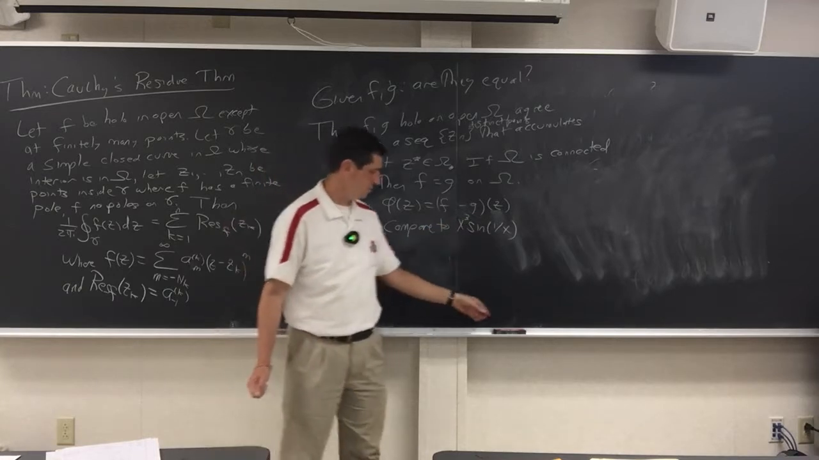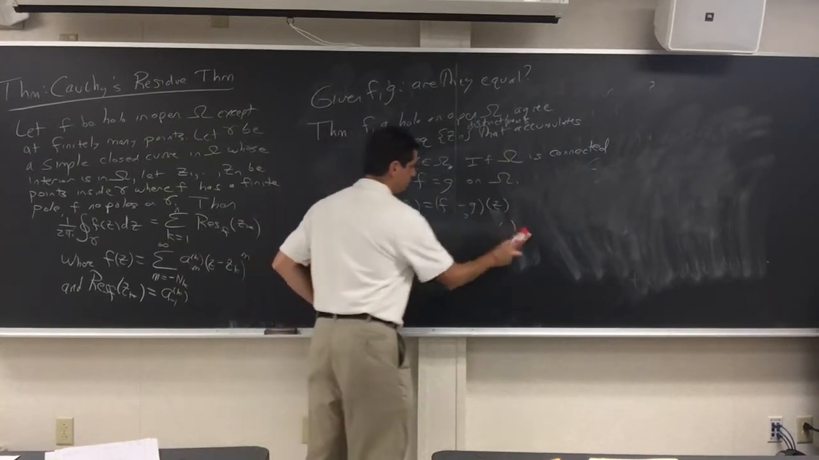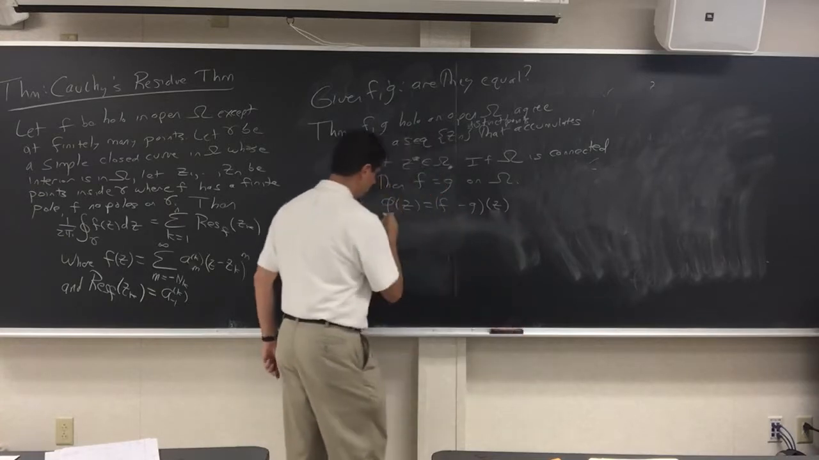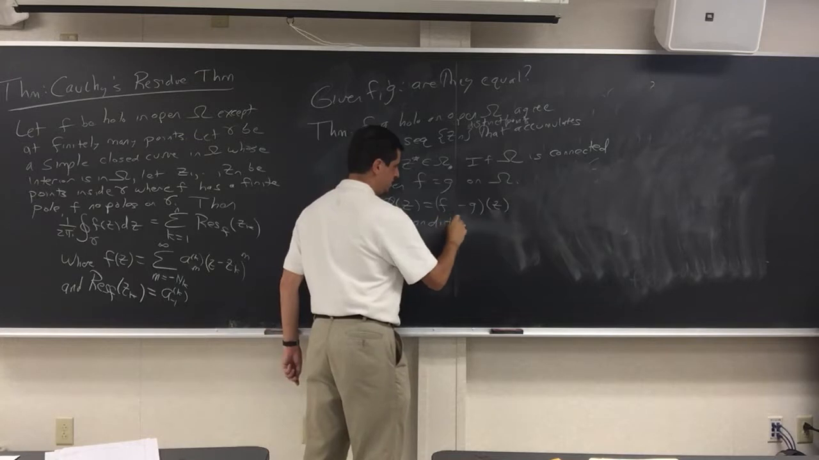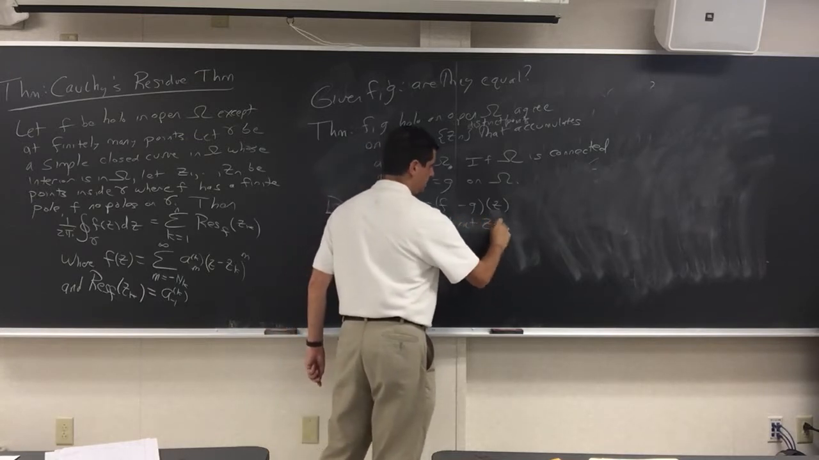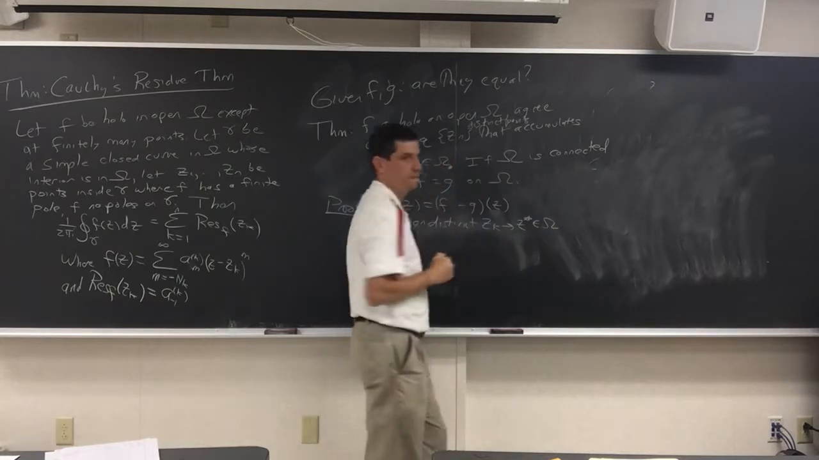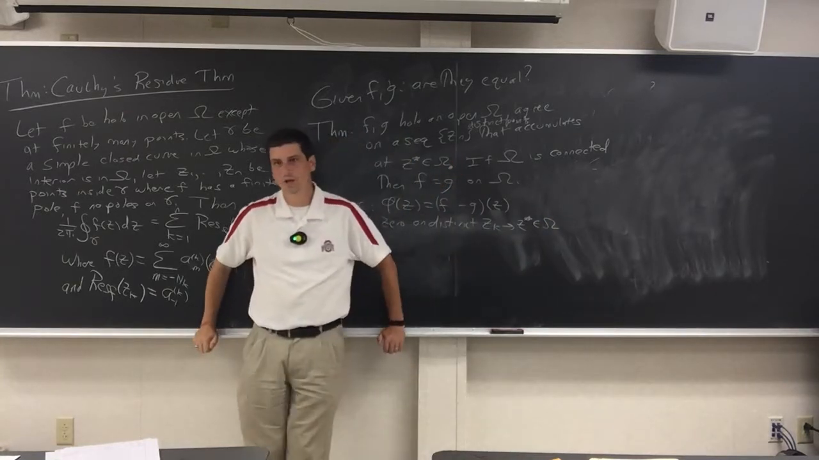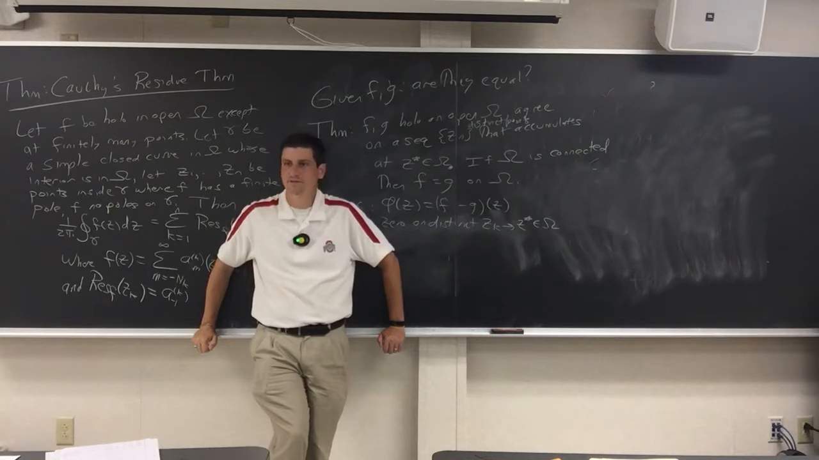So we have a function that is 0 on a sequence that accumulates. So 0 on distinct z_k converging to z star in omega. Okay. What must be true of phi at z star?